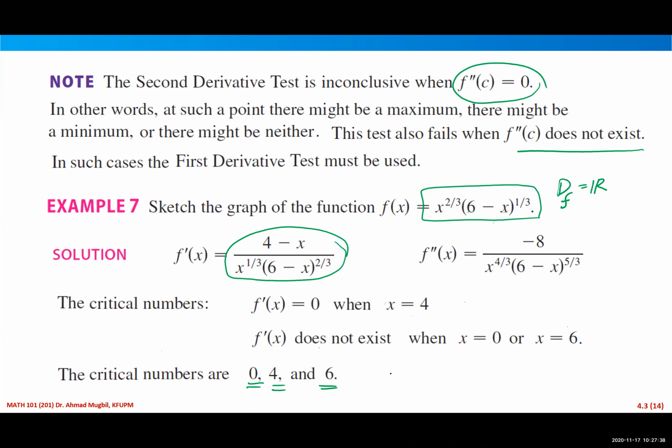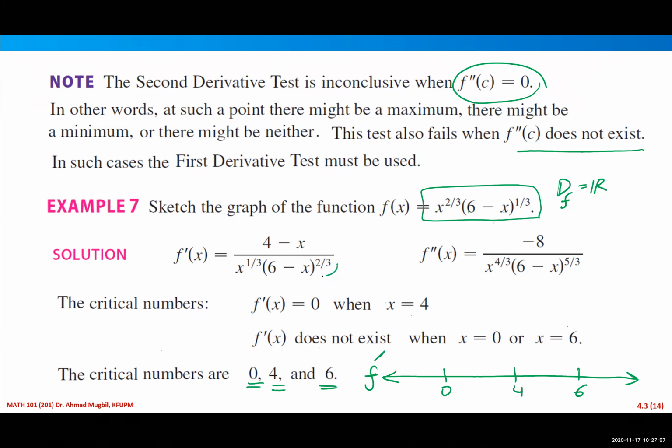So what we need to do is make a table of signs. This is the first derivative. Now we have 0, 4, and 6. Look at the first derivative. There is a term that we don't need to worry about. Which one is this? This one is always positive. Am I right? Yes. Why is it always positive? Because it is 6 minus x all squared under the cubic root. So this one is always positive, so don't worry about it. Just focus on this one and this one.